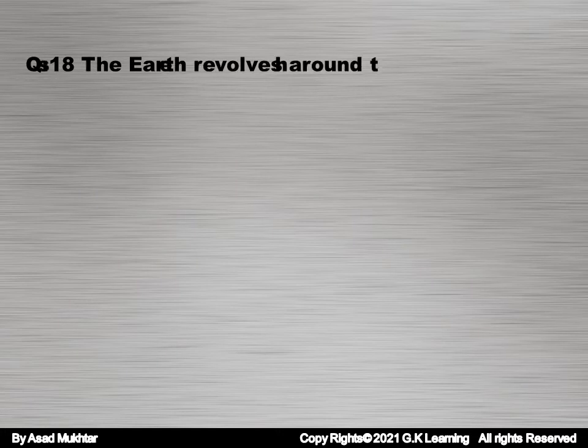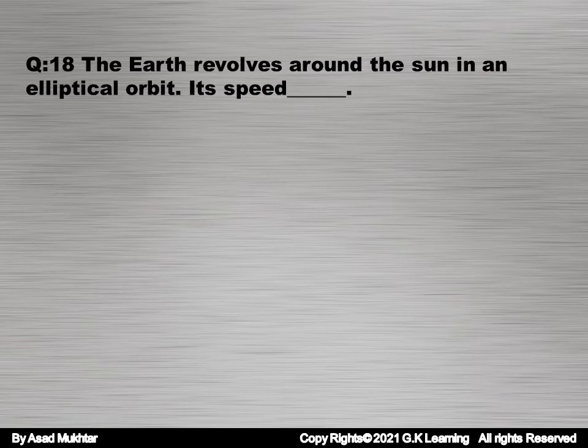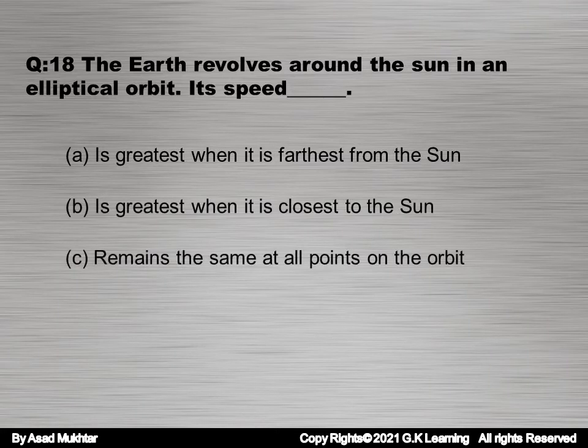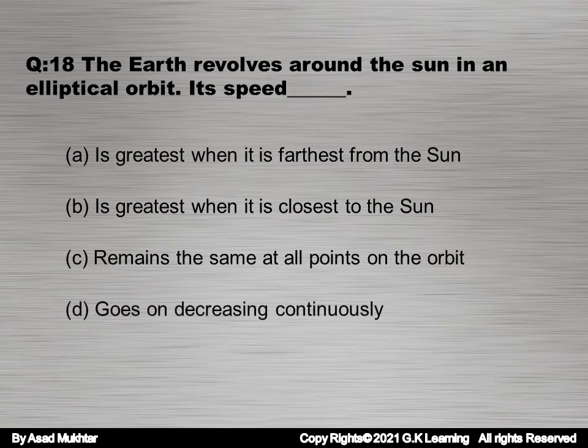The Earth revolves around the Sun in an elliptical orbit. Its speed is greatest when it is farthest from the Sun, is greatest when it is closest to the Sun, remains the same at all points on the orbit, goes on decreasing continuously. The answer is greatest when it is closest to the Sun.